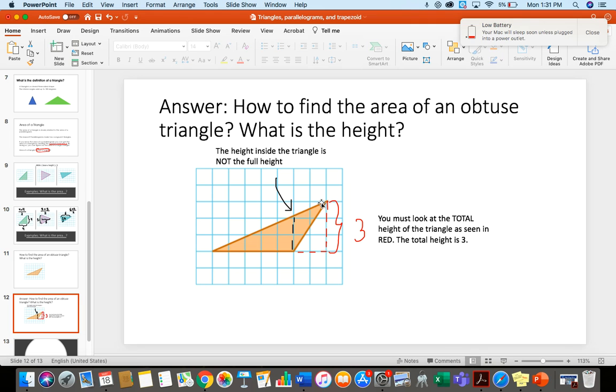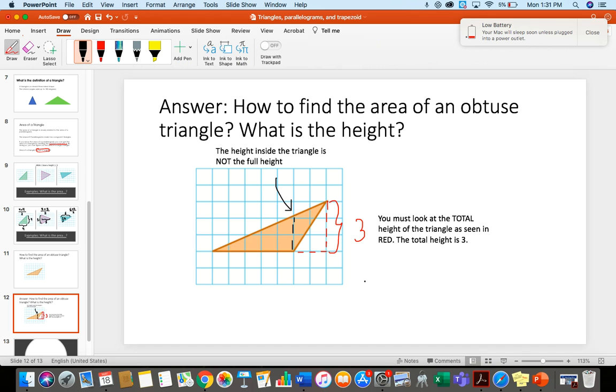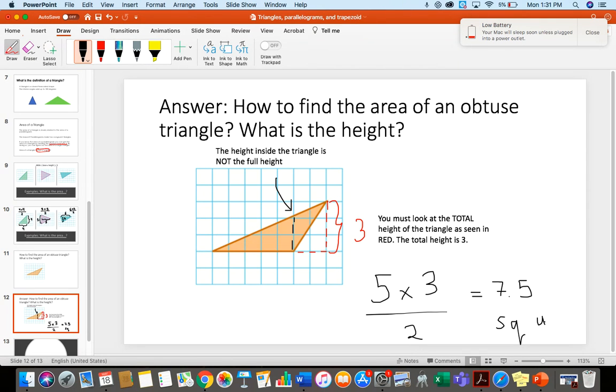So this time, let's draw this out for you. We know our base is 5. We know our height is 3. And then we have to divide it by 2. 5 times 3 equals 15. If you divide it by 2, you get a total of 7.5. And then they are square units. Let's write that here.